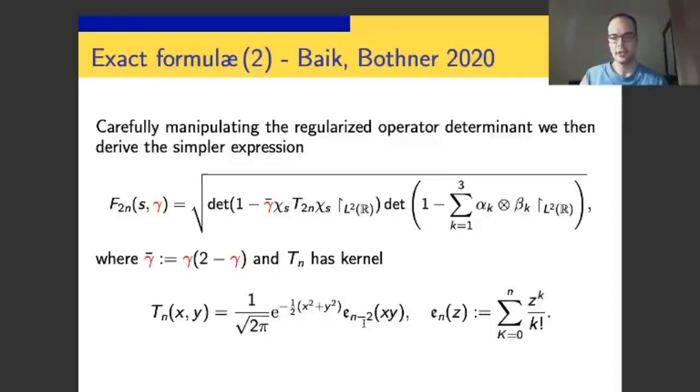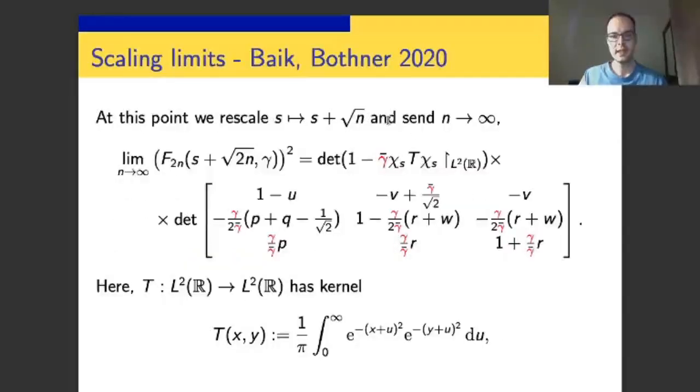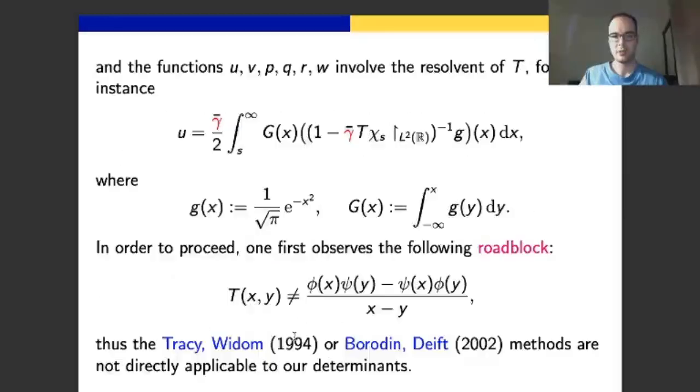Okay? Now, once you have this though, you center and rescale everything correctly in order to obtain a meaningful limit, and the meaningful limit is written here in those two lines. Out front, an ordinary Fredholm determinant of a trace plus operator T, T has the kernel as written down there, and then a determinant of a certain 3x3 matrix. That matrix depends on a bunch of unknowns, U, V, and so on and so forth. All those unknowns are expressed in terms of the resolvent of this operator T.